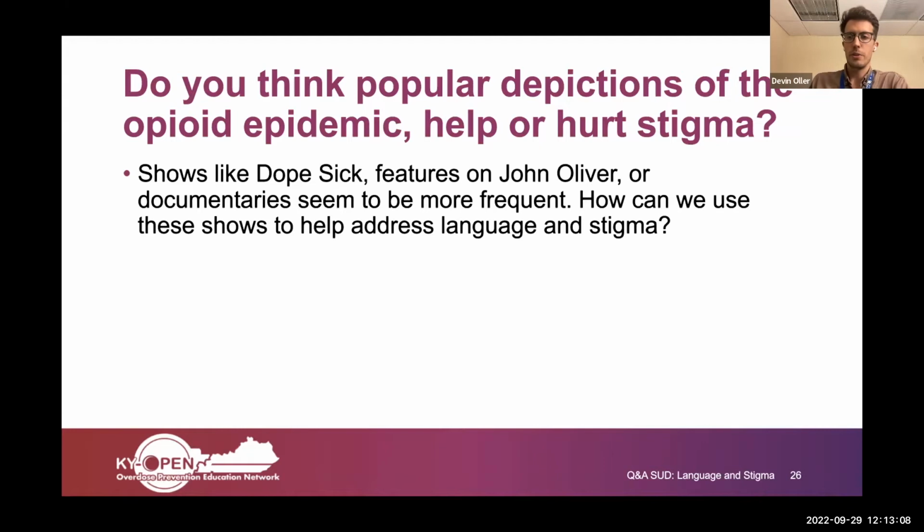So this was a really interesting one. Do you think popular depictions of the opioid epidemic help or hurt stigma? Shows like Dope Sick, features on John Oliver, or documentaries seem to be more frequent. How can we use these shows to help address language and stigma?